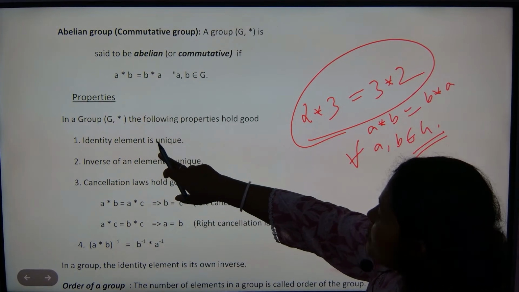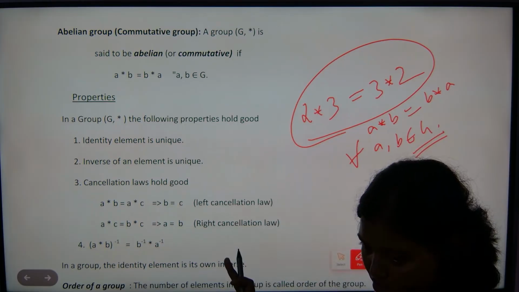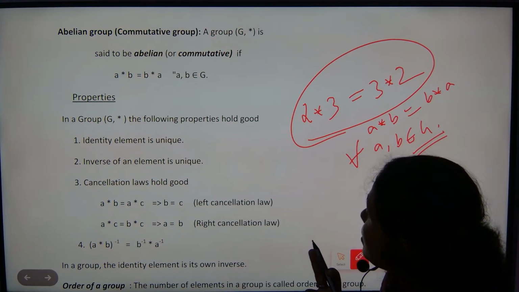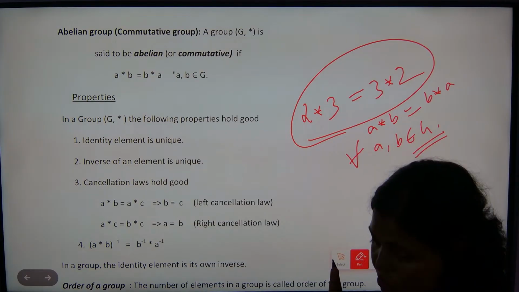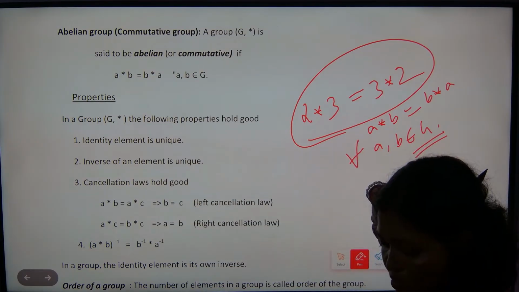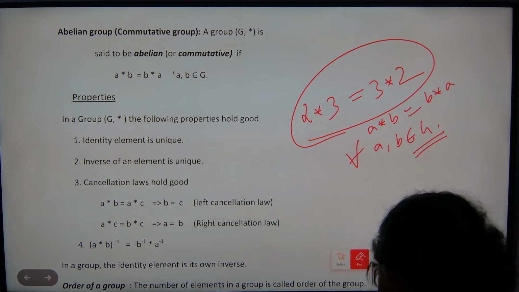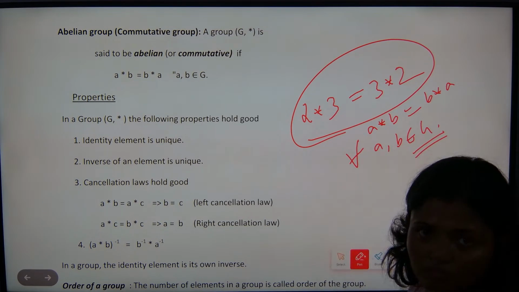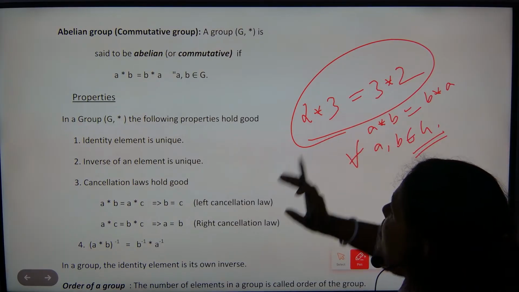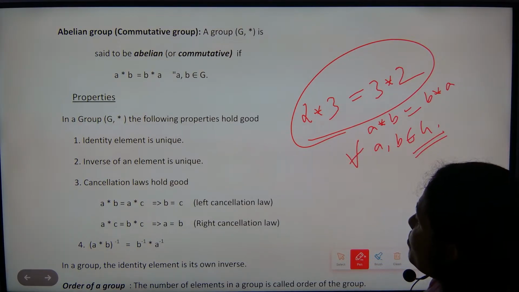Identity element of a group must be unique. Unique হতে লাগবে। Okay, and inverse of an element, inverse ও unique হতে লাগবে। This is very important. Operation যাই হোক, A star B আর B star A equal হতে লাগবে। Operation may be anything, but they must be equal. A star B equals B star A, commutative.